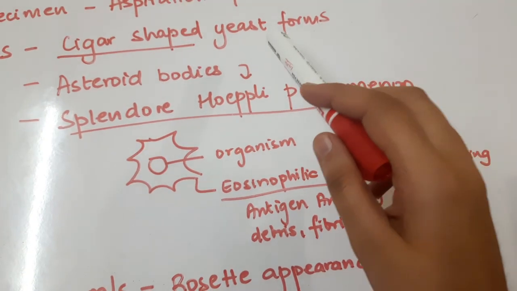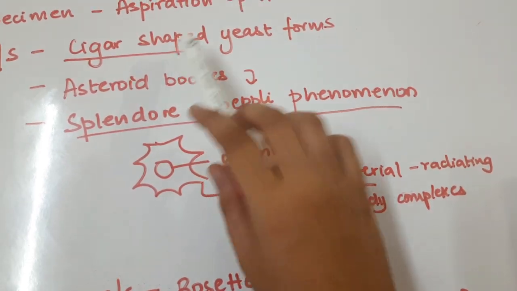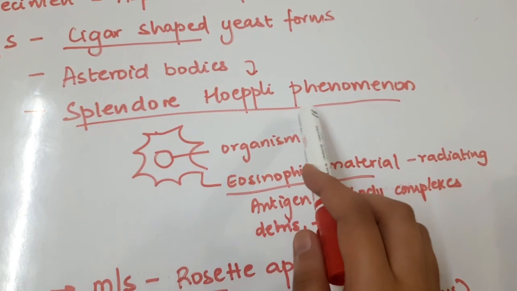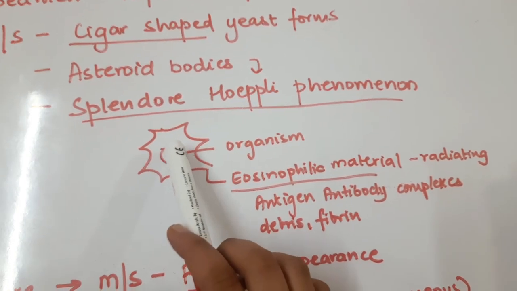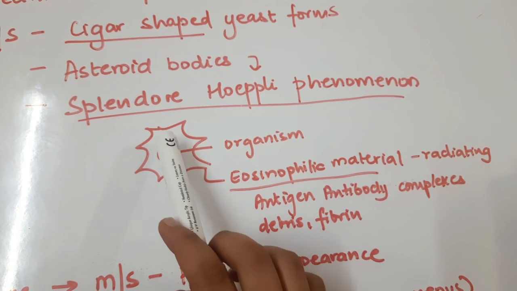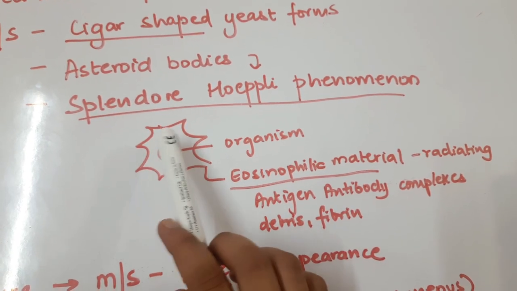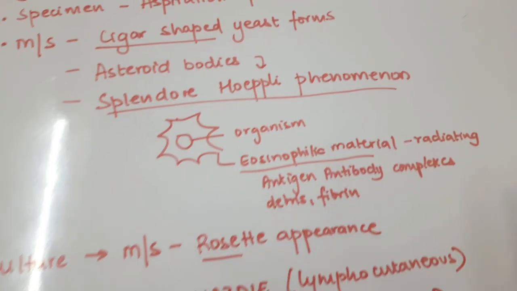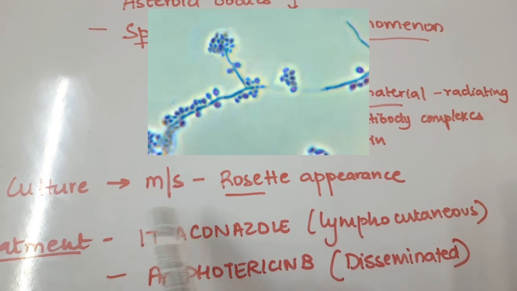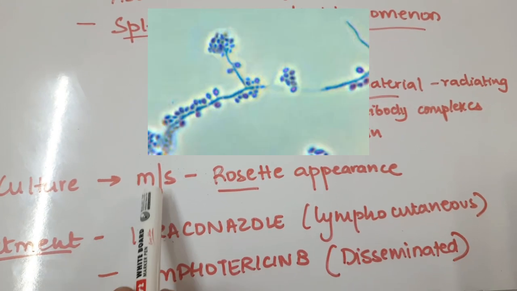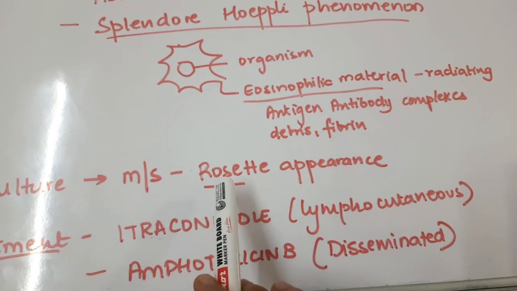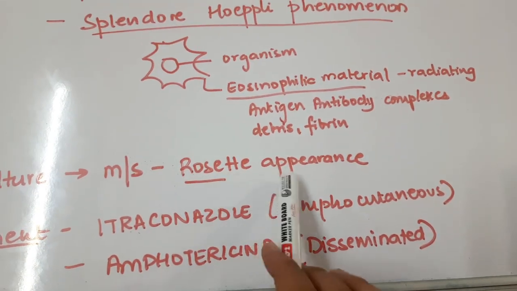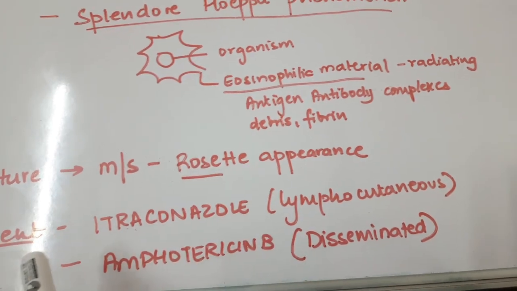So these are the appearances that we have on microscopy: cigar-shaped yeast forms, asteroid bodies formed due to Splendore-Hoeppli phenomenon, which have an organism in the center, and eosinophilic material radiating on the periphery, which gives it a star-like appearance. When we do a culture and we take a microscopy from those colonies, we will see a characteristic rosette appearance. So the organism appears rosette shaped.